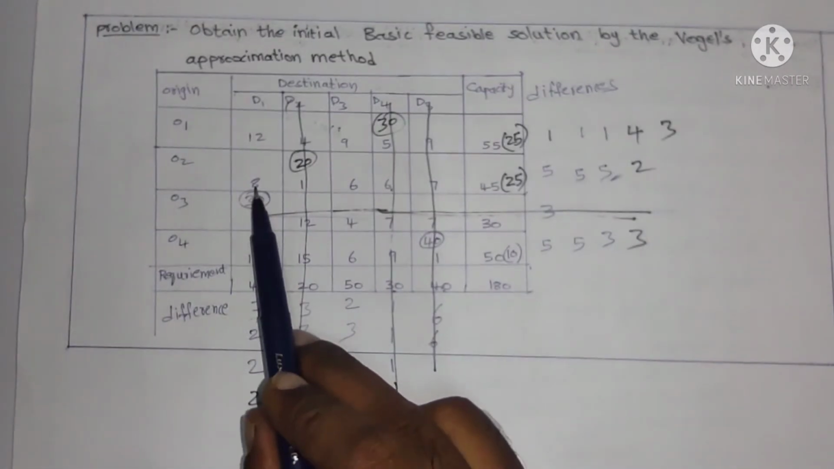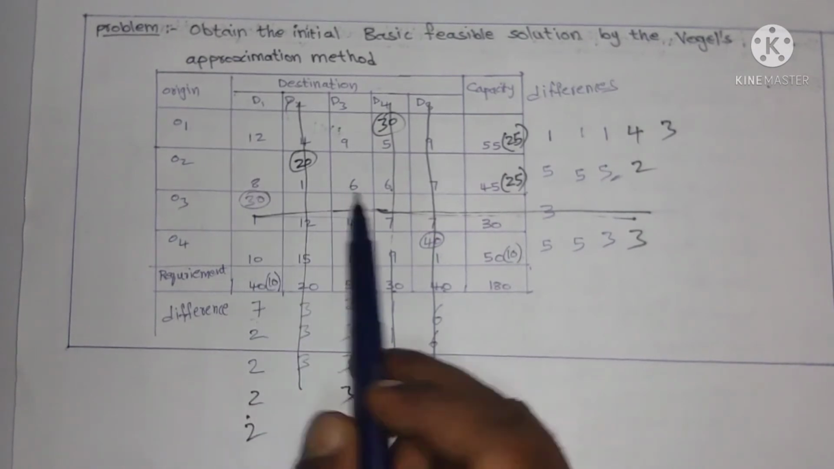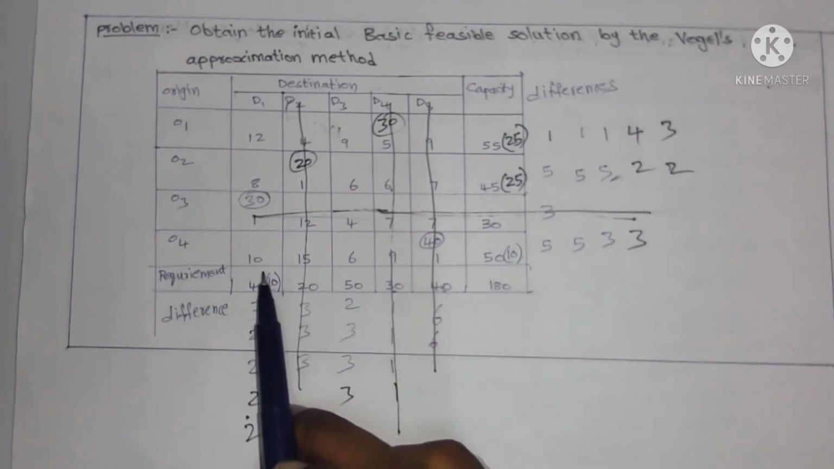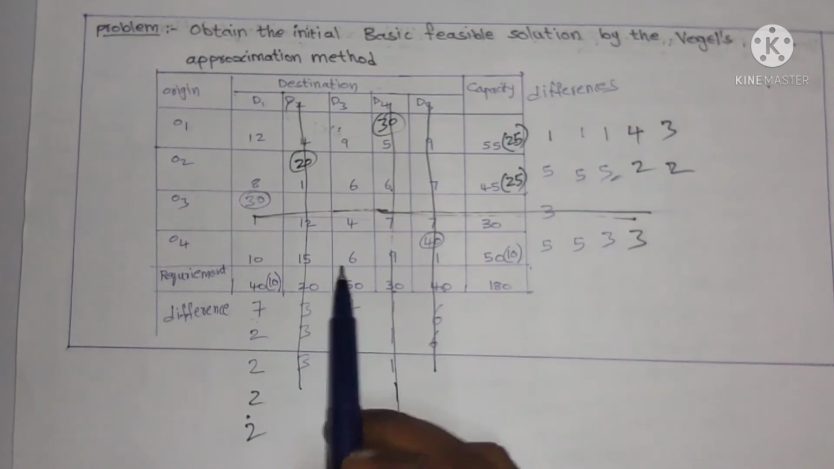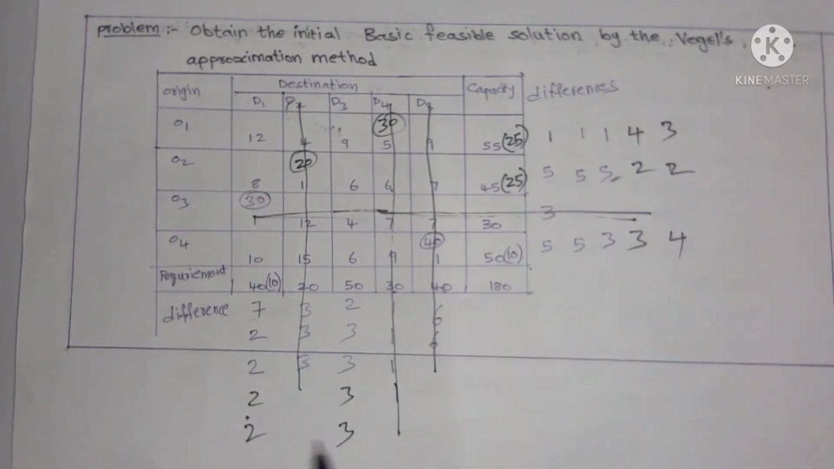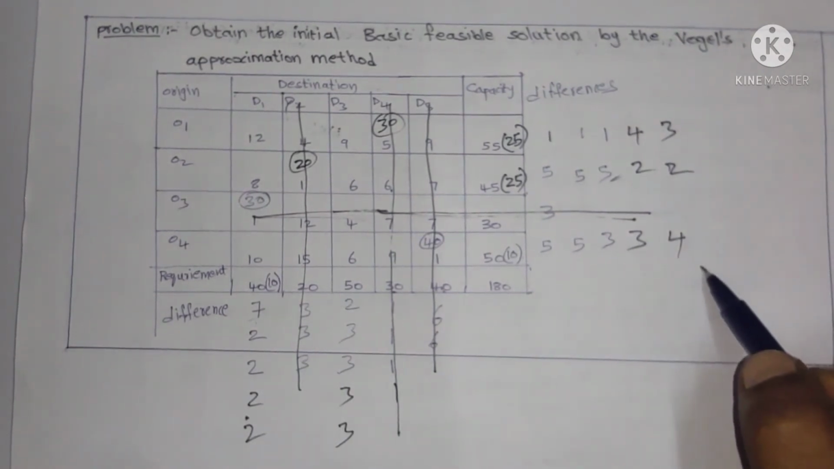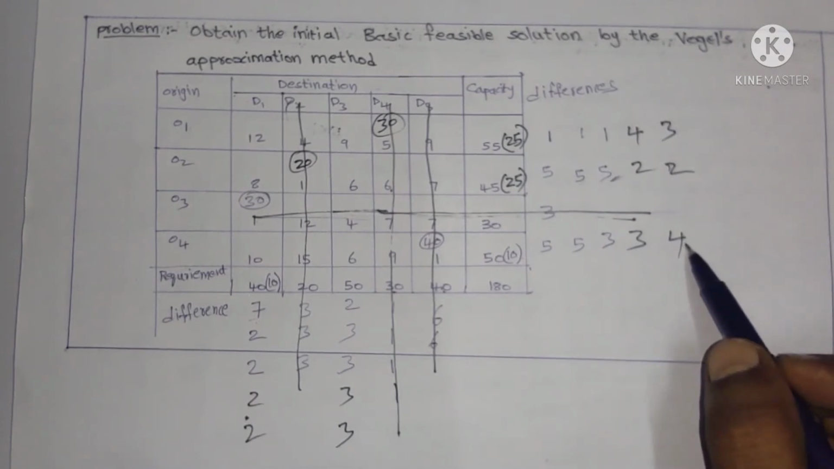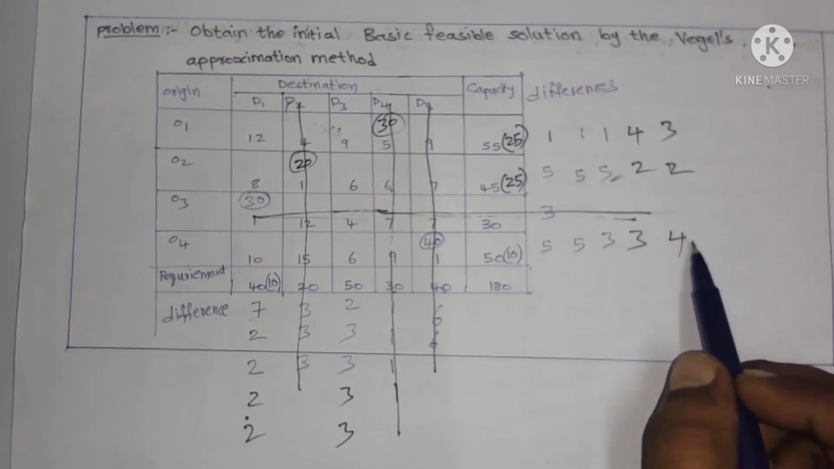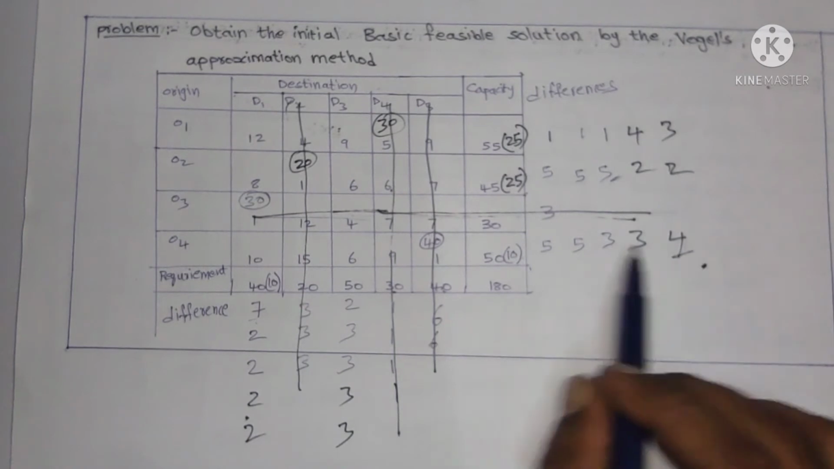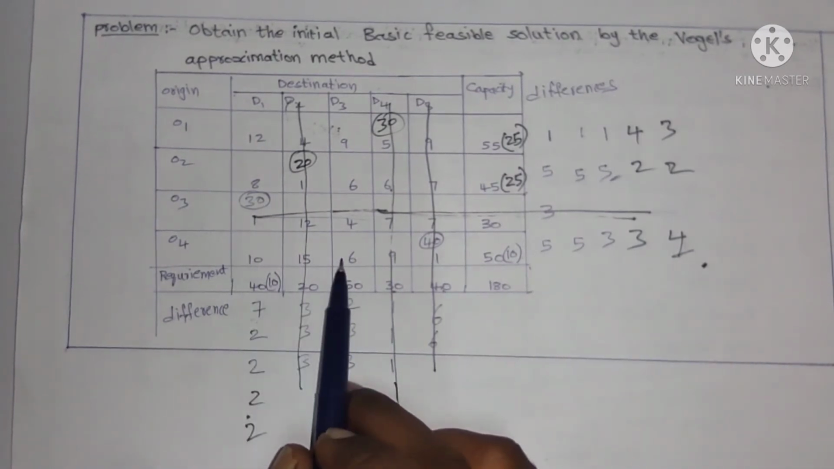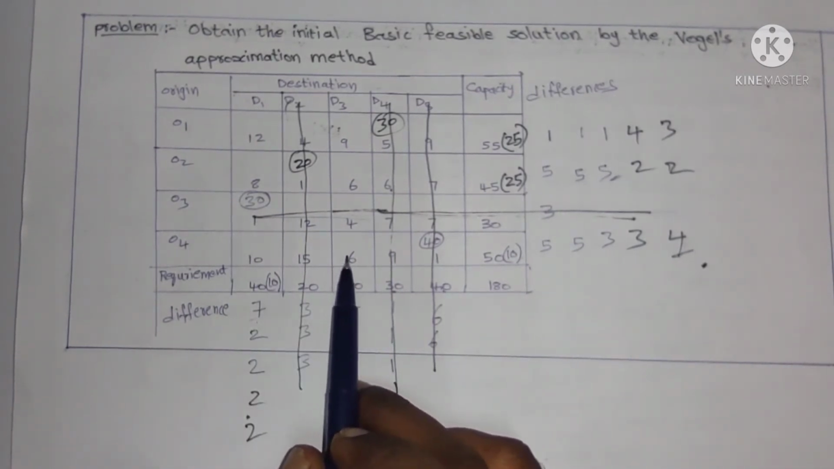Next, again in the second row, 8 and 6, the difference is 2. Again in the fourth row, 10 and 6, the difference is 4. Now in these differences, what is the highest difference? 4 is the highest difference, and we have to take this row, and in this row we have to take the cheapest cell among 10 and 6. 6 is the cheapest cell, that means we have to assign the number in this cell.